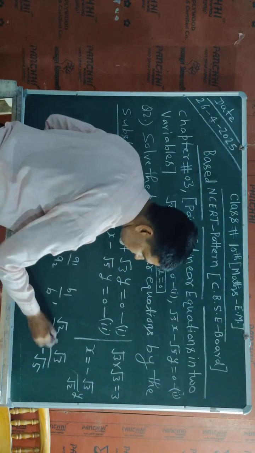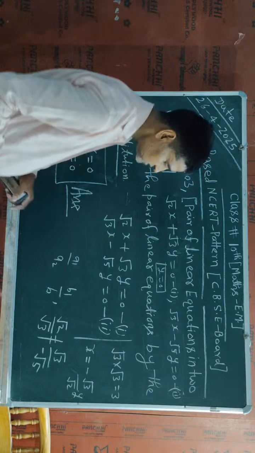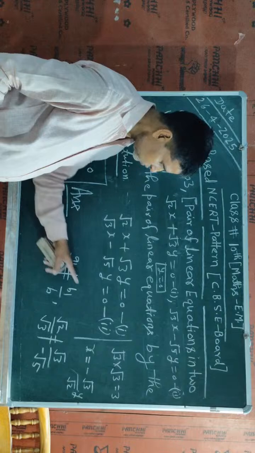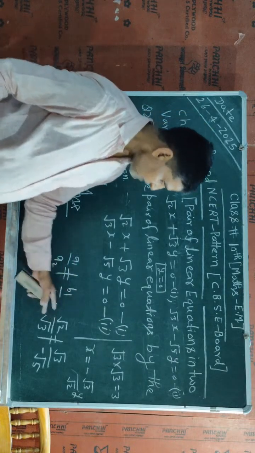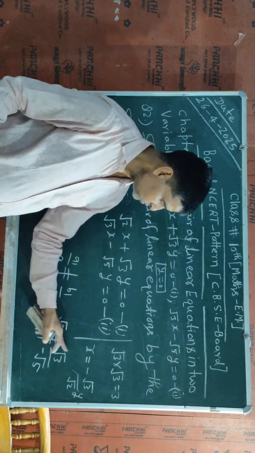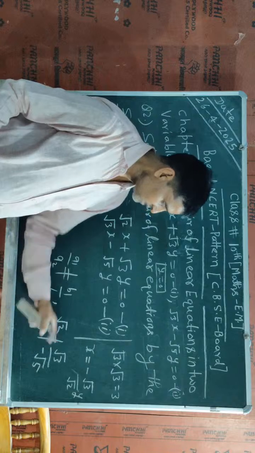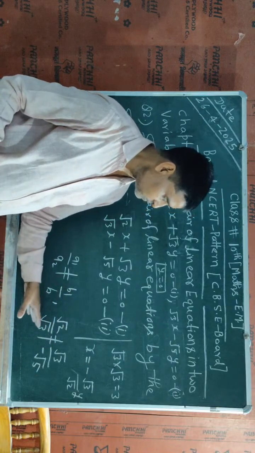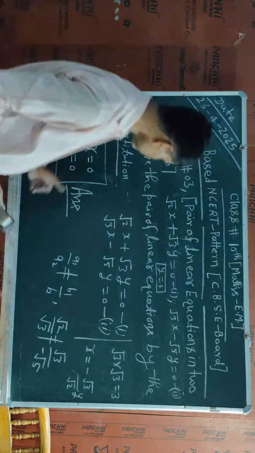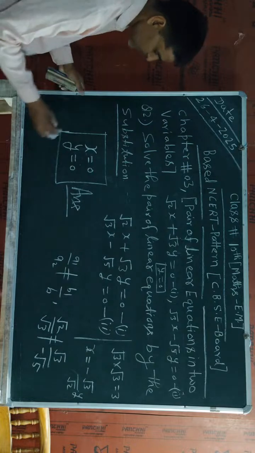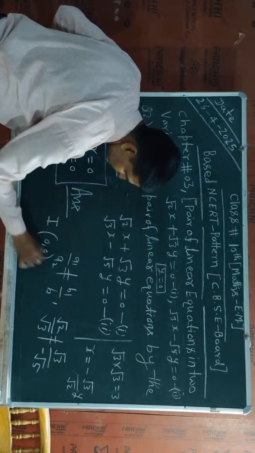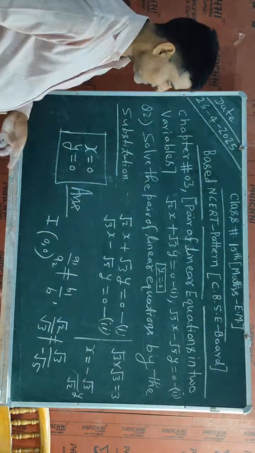So I will say these two ratios are not equal to each other. It means that a1 divided by a2 is not equal to b1 divided by b2. That is, root 2 divided by root 3 is not equal to root 3 divided by minus root 5. Both are not equal to each other. It means that both lines might intersect at a certain point, and I will write that point of intersection as 0, 0. It means that both lines will intersect at the origin.